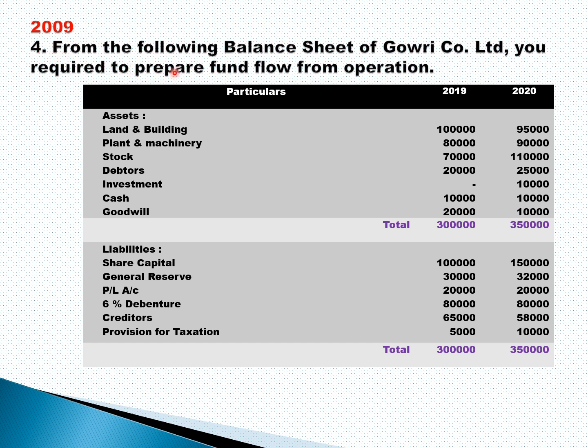From the following balance sheet of Gowri Company Limited, you are required to prepare fund flow from operation. So students, we have 2 years, 2019 and 20. 2019 is last year, 2020 is current year. So they're giving you 2 years balance sheet. Land and building, last year it was 1 lakh, current year it is 95,000.